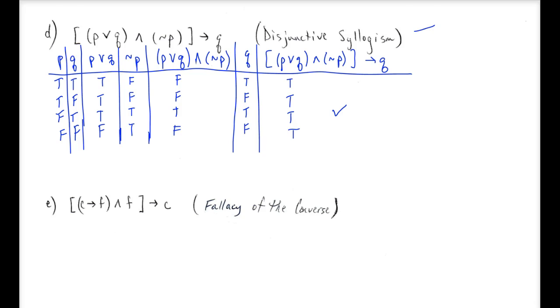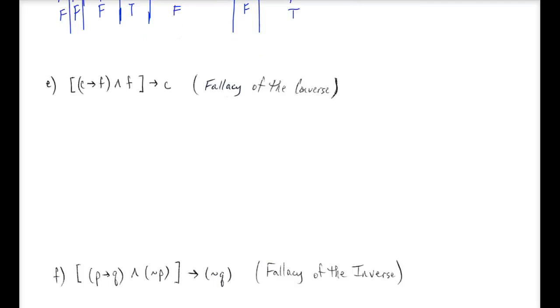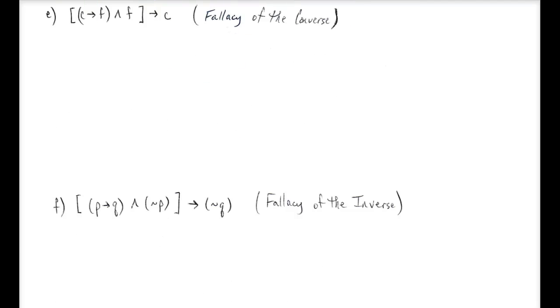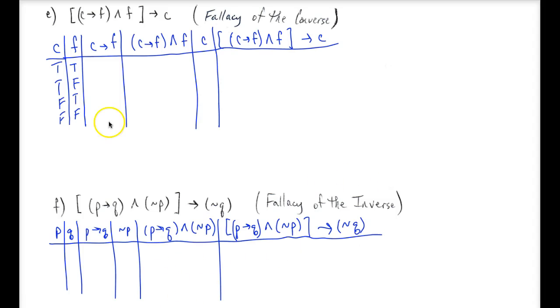So now let's go to the fallacy of the converse. We'll build this one from scratch, and afterwards we'll do the fallacy of the inverse as well, so that you can see that in these cases we have at least one of our outcomes, or one of our rows in our truth table, that ends up being false. All right, so let's go ahead and build the fallacy of the converse truth table.